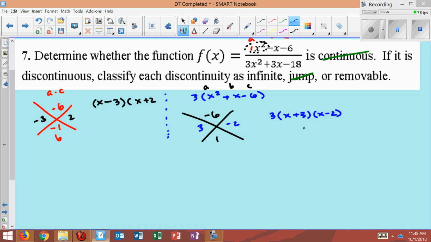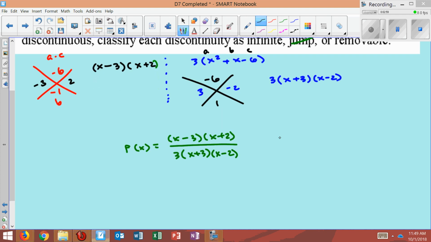Now that I've factored both the numerator and the denominator, I would put them back over each other. Say f of x equals (x minus 3) times (x plus 2), I realize I left out the parentheses there, over 3 times (x plus 3)(x minus 2). Now, can I cancel any factors out? Are these two identical? They're not. I know they look like it, and so do these, but they cannot cancel each other out. Since nothing cancels, they're not removable. Removable means they would cancel out or simplify and be gone.